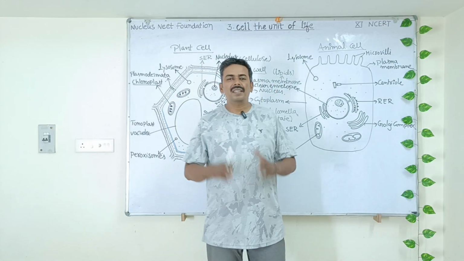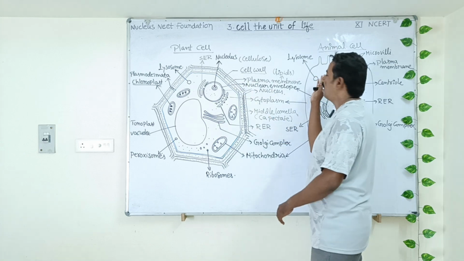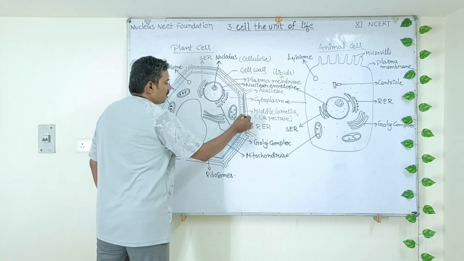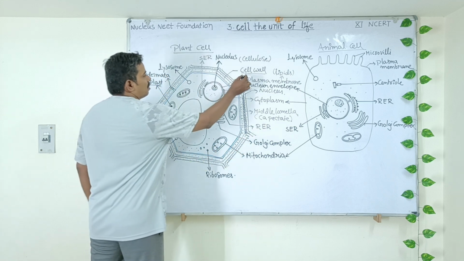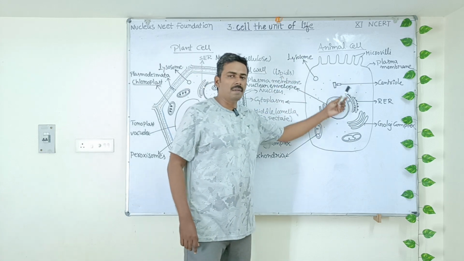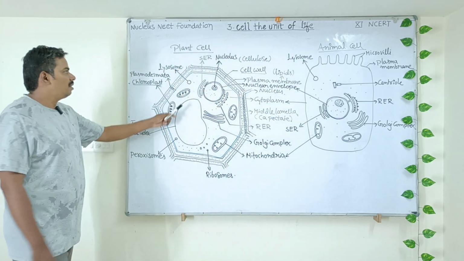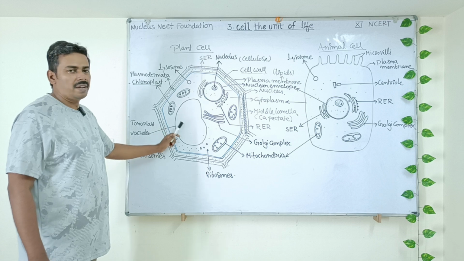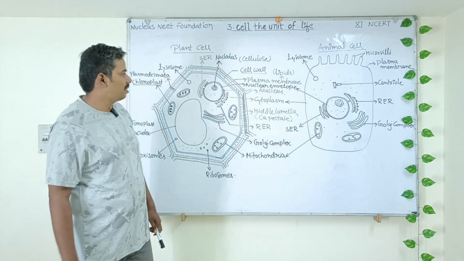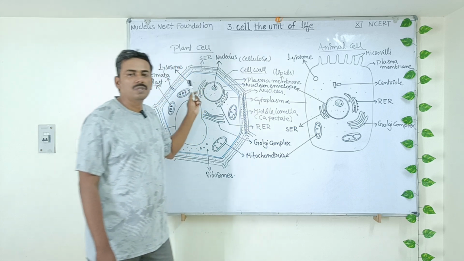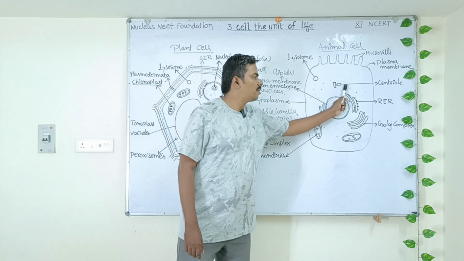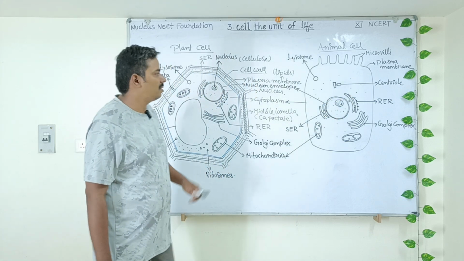Students, now let us discuss differences between plant cell and animal cell. In a typical plant cell, the cell is covered by a rigid layer called the cell wall. Cellulosic cell wall is present in the plant cell, whereas in the animal cell, cell wall is absent. The next difference is that in the plant cell, you can see a large vacuole in the cytoplasm, whereas in the animal cell, vacuole is absent. Next, in the plant cell, centriole is absent, whereas in the animal cell, a pair of centrioles are present. This is the third difference.